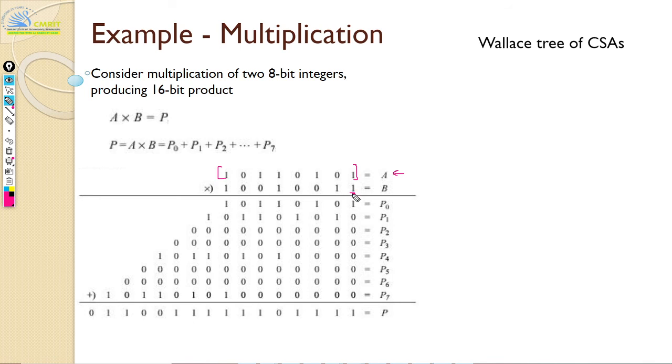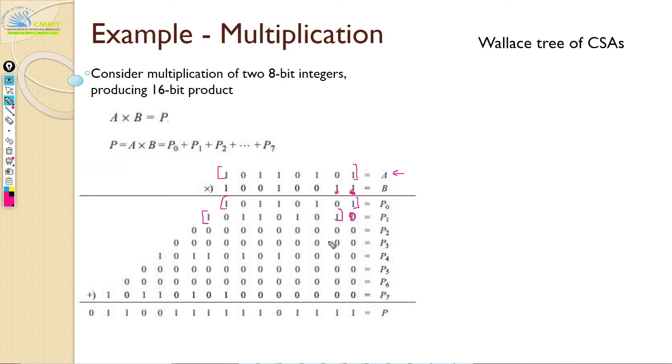If this bit is 1, you just copy A as it is. Your multiplicand should just be copied if the multiplier bit is 1. Now we are done with this bit, so we go to the next bit. The moment you go to the next bit, you have to do one shift. You do a shift, you insert a 0, and when this is a 1, you again copy your multiplicand. A is copied again.